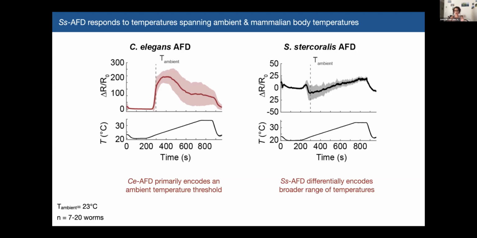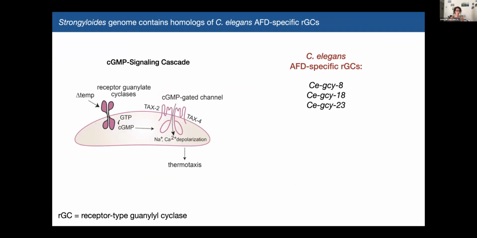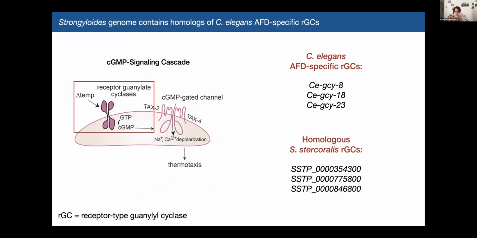So how might these differences arise within the primary sensory neuron? In C. elegans, 3 receptor type guanylate cyclase genes are selectively expressed in AFD and contribute to the transduction of thermal cues through that cyclic GMP pathway I mentioned earlier. So we identified 3 Strongyloides genes that by sequence homology appear to be homologs of the C. elegans genes. And we hypothesized that maybe there are functional differences in these AFD-specific RGCs that might explain the differences in the AFD responses between the 2 species.